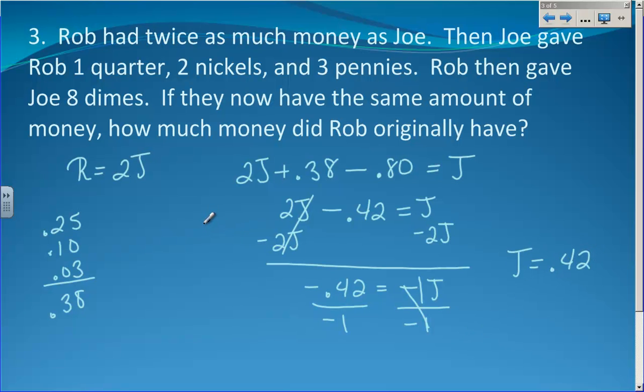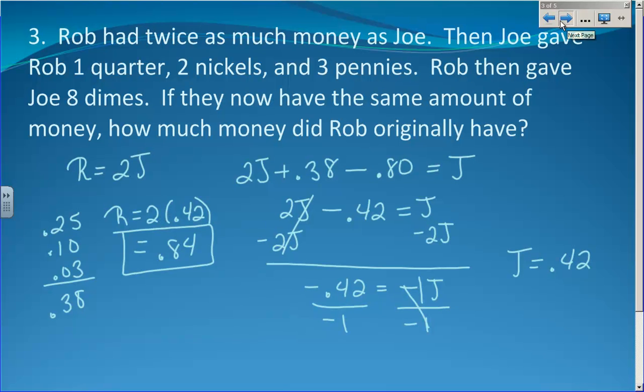But the question doesn't ask about Joe. The question asks about Rob. Well, Rob has twice as much as Joe. So Rob is 2 times 42 cents, which happens to be 84 cents. So originally, Rob had 84 cents.